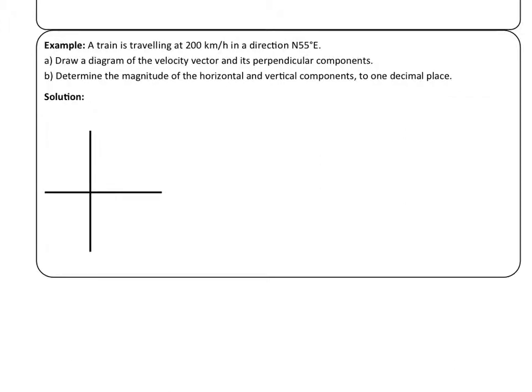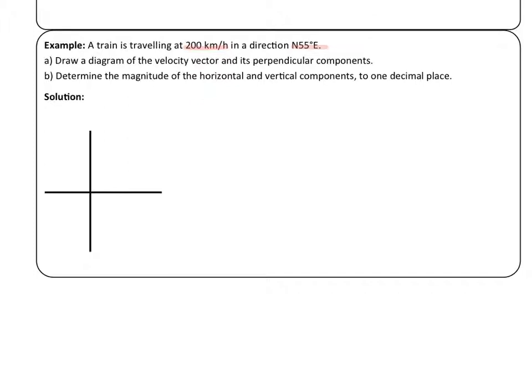So let's see how this really works with an example, because I find it's a little bit hard to understand unless we do an example. A train is traveling at 200 kilometers an hour in direction north 55 east. So again, when we're doing problems, I like to highlight what's important. The 200 kilometers per hour and the direction are super important. So we have our magnitude, 200 kilometers per hour, and we have our direction, north 55 east. So we're dealing with a vector.